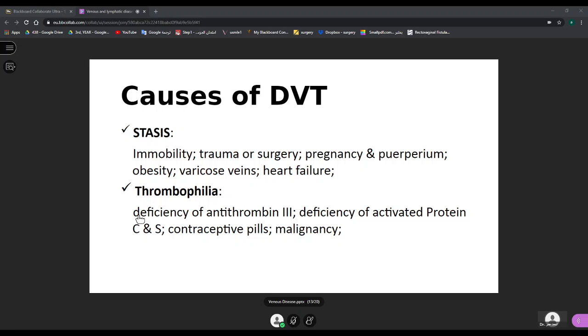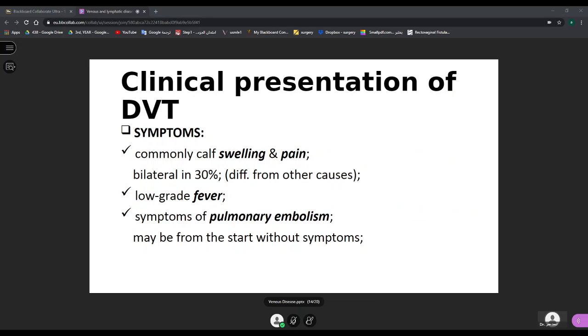So again, this can result in deep venous thrombosis. Now, regarding the clinical presentation of deep venous thrombosis, the patient usually presents with calf swelling and pain. This is bilateral in 30% of the patients, or in 1/3 of the patients.